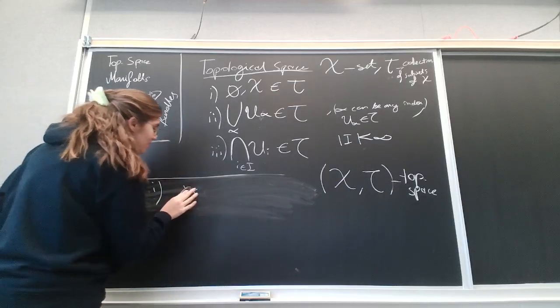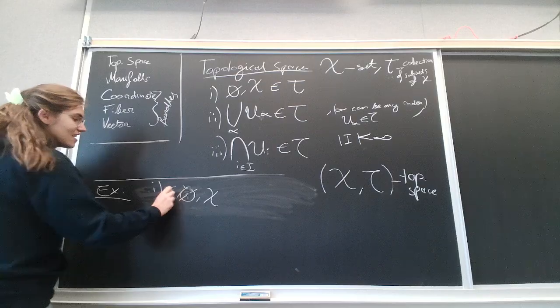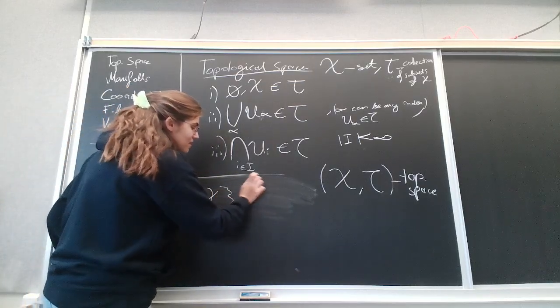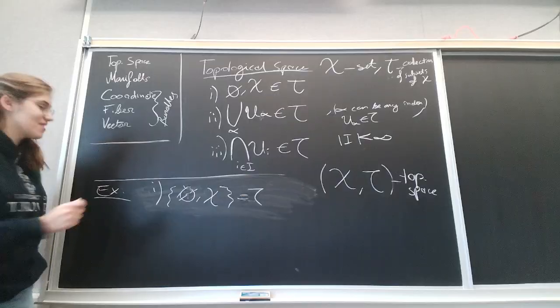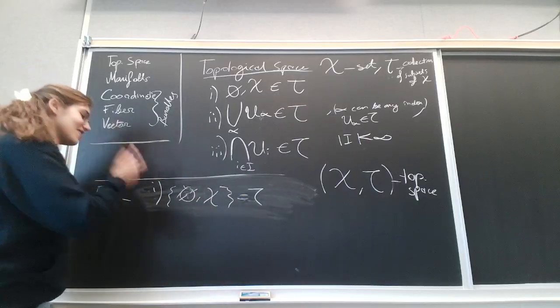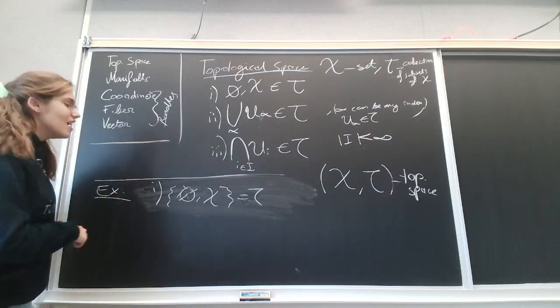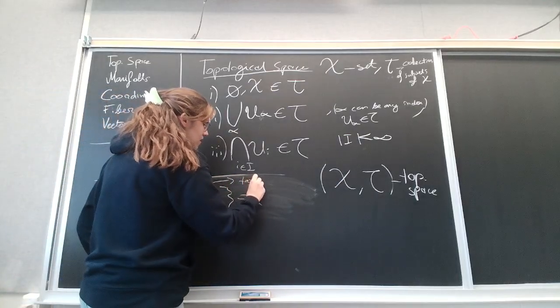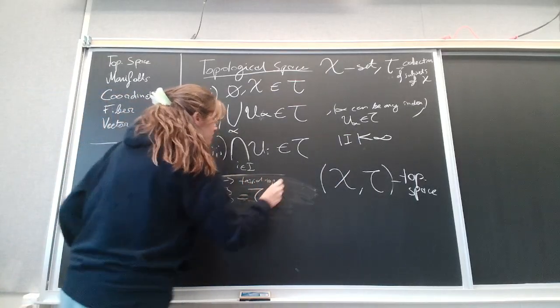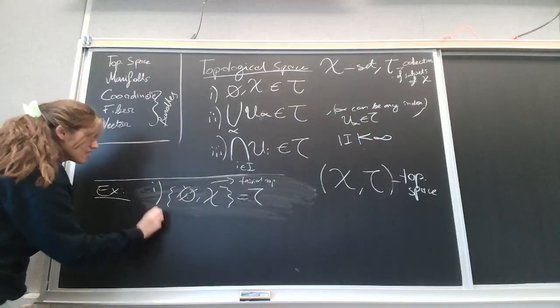X. So if we choose the empty set and X and we declare only these to be open, then this will work, right? If you take the union, it's fine. If you take intersection, that will also be fine. So this is called the trivial topology. And this would work always. And what's the second thing you can choose?